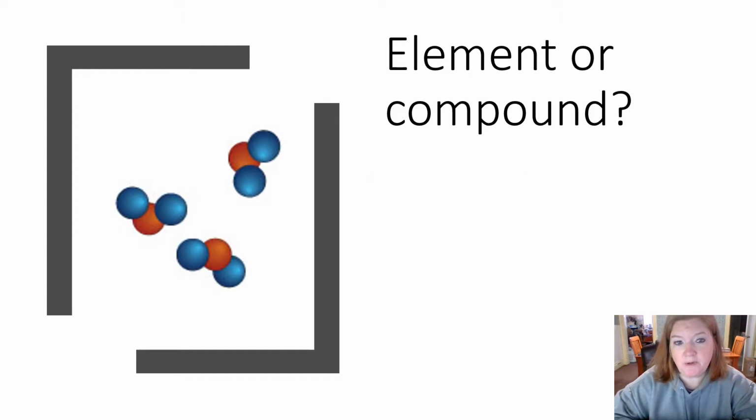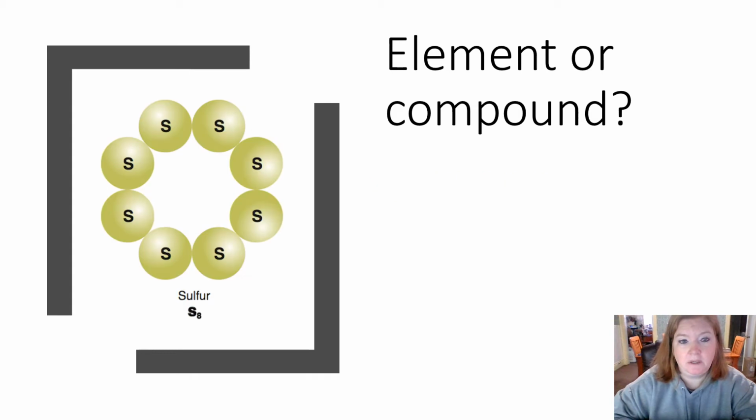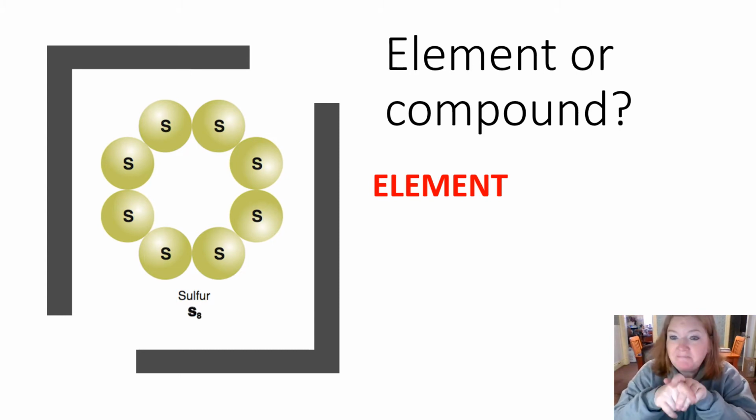Is this an element or a compound? It's a compound. We have two different types of atoms. Is this an element or a compound? It's an element. A lot of atoms are bonded, but they're all sulfur, so it's still an element.